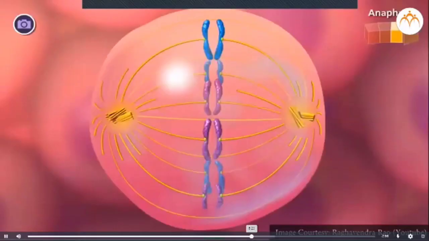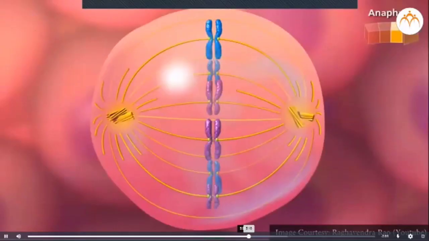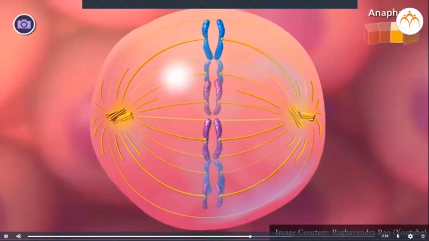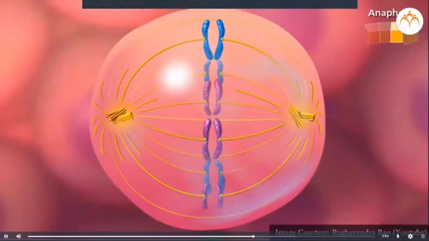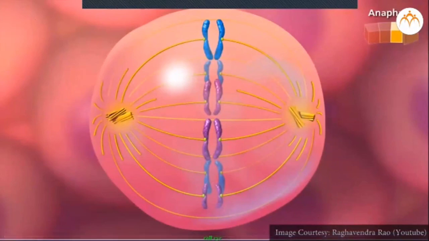The beginning of metaphase is characterized by the absence of nuclear membrane and nucleolus, and the appearance of the spindle. Half of the chromosomes are pulled to one side of the cell, half to the other. When the chromosomes get to the sides of the cell, it's time to move on to telophase.